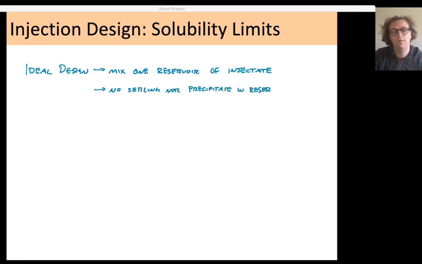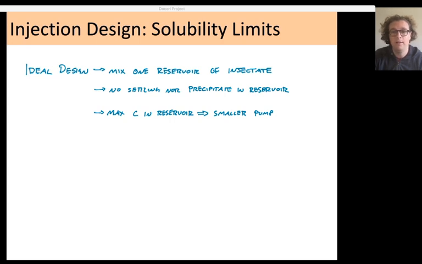We need to watch out for settling of our tracer in the reservoir or a precipitate forming. We need to watch out for other reactions occurring in the reservoir, things like photolysis. And we also need to think about the maximum concentration we can achieve in the reservoir. Just because we want a certain amount of tracer mass doesn't mean that it can actually be dissolved.